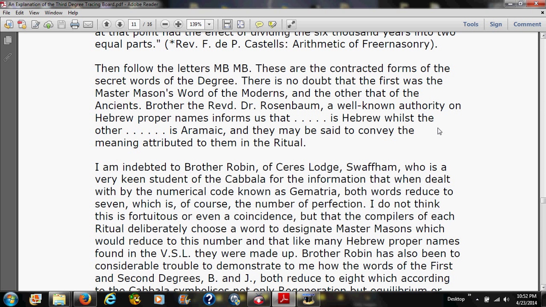Then follow the letters M.B.M.B. These are the contracted forms of the secret words of the degree. There is no doubt that the first was the Master Mason's word of the moderns, and the other of that of the ancients. Brother, the Reverend Dr. Rosenbaum, a well-known authority on Hebrew proper names, informs us that one is Hebrew, whilst the other is Aramaic, and they may be said to convey the meaning attributed to them in the ritual.